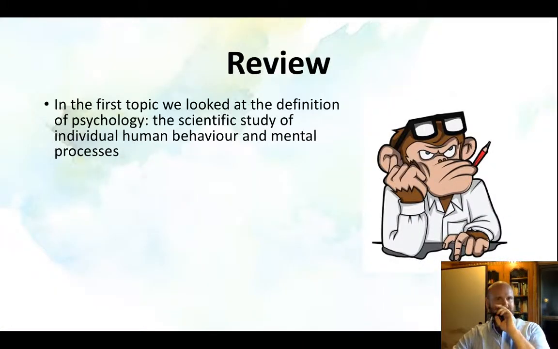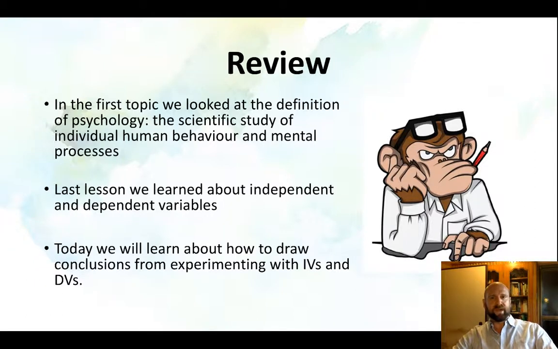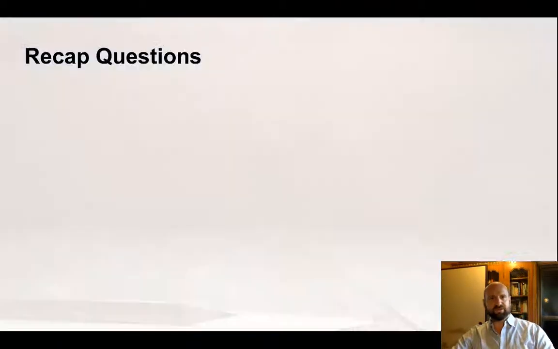Alrighty, so in the previous lessons, we've looked at what is psych, IVs and DVs, and now we're looking at drawing conclusions. And as funny as it may seem, this is something that a lot of students struggle with, even after a year or two in the course. And so a question here is, this is a wordy key question, I get that, but really we're looking at understanding the connection between variables and how that relates to a conclusion.